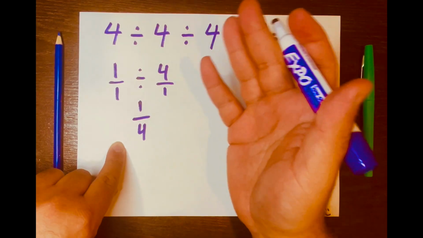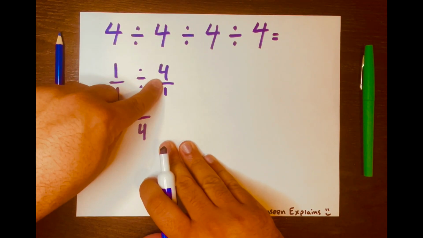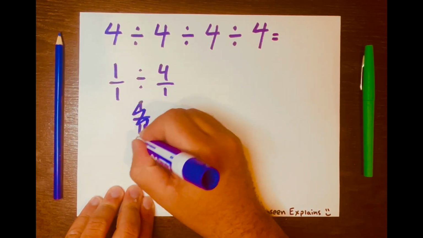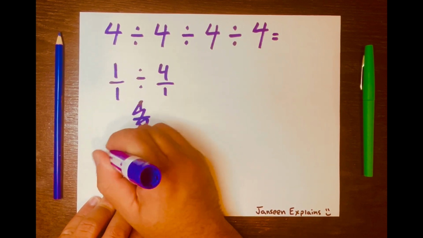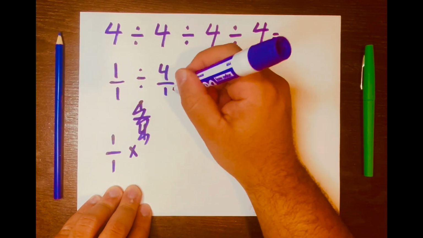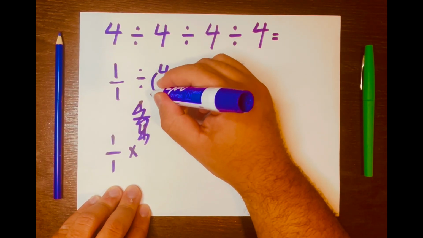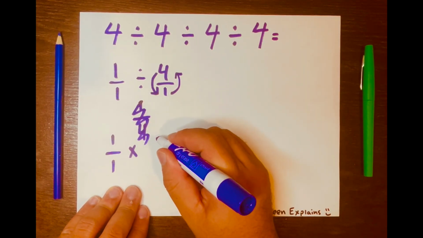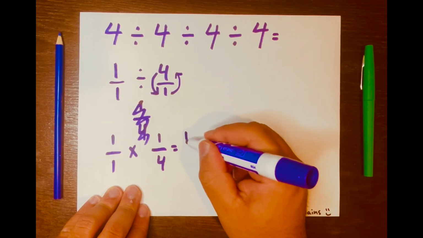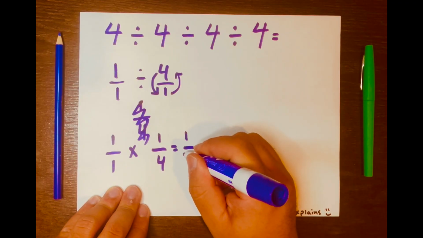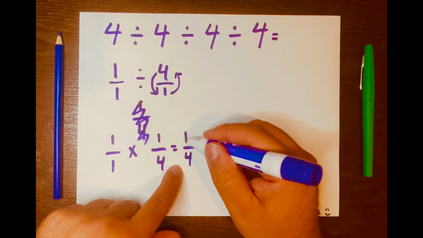Or, I mean, you can use the keep, change, flip method where you change this and you flip this. You know what? Let's do that for practice. So it'll be 1 over 1 times, and then you flip this fraction. So the 1 will go on top of the fraction and 4 will go at the bottom of the fraction. So it'll be written like this, 1 over 4, and 1 times 1 is 1, and 1 times 4 is 4. And now this cannot be simplified further. So now you have 1 over 4.